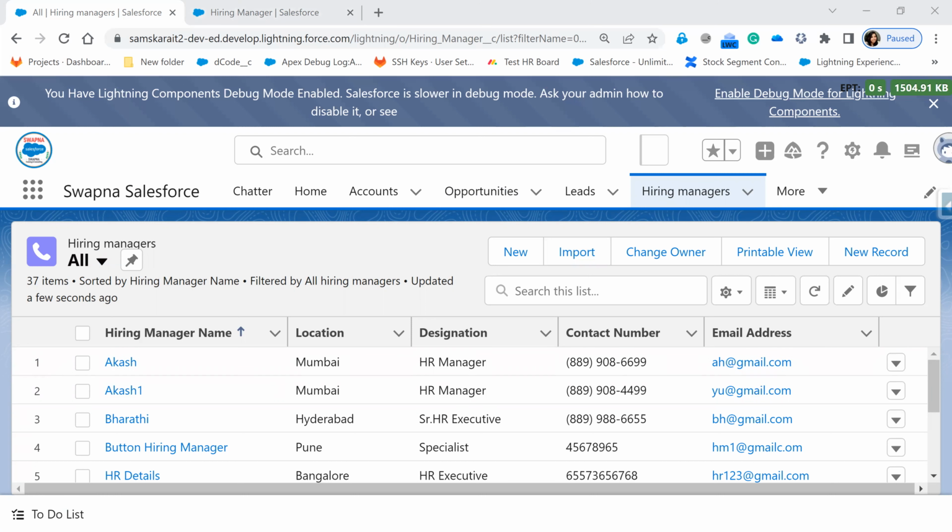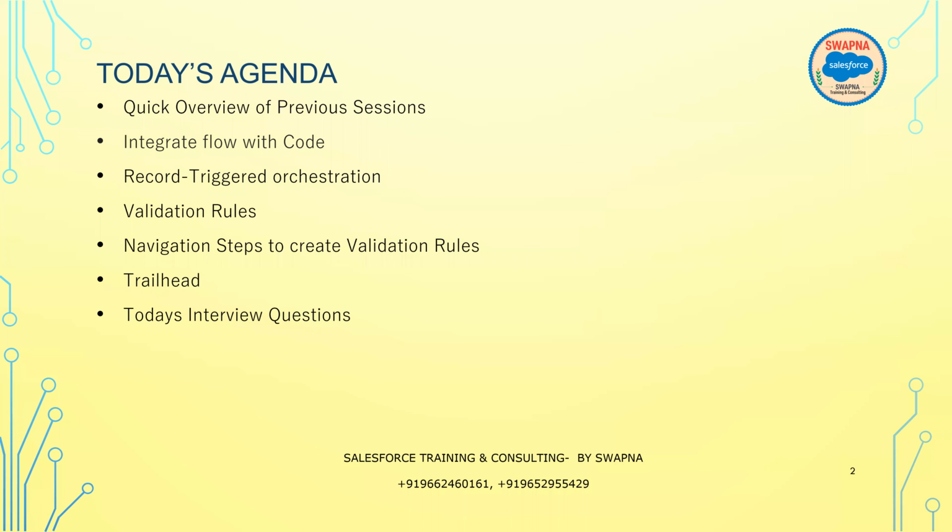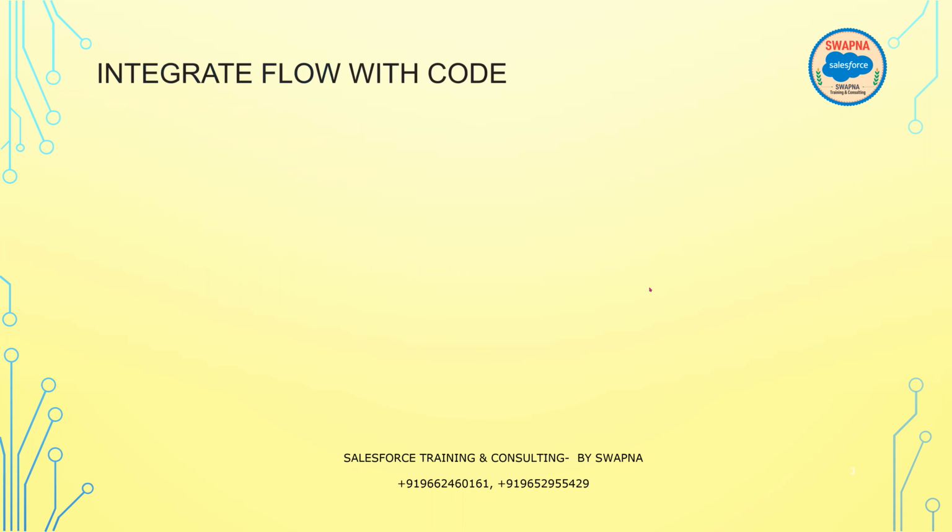Now moving on to today's class. Integrate flow with code. Here in this scenario, we are going to call the Apex. We'll see how to call the Apex code from the Lightning flow. From the Lightning flow, how can we call the Apex?